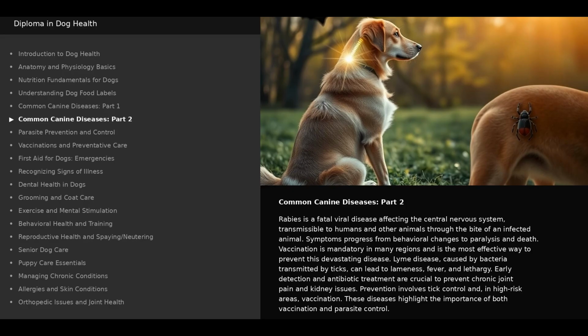Lyme disease, caused by bacteria transmitted by ticks, can lead to lameness, fever, and lethargy. Early detection and antibiotic treatment are crucial to prevent chronic joint pain and kidney issues. Prevention involves tick control and, in high-risk areas, vaccination. These diseases highlight the importance of both vaccination and parasite control.